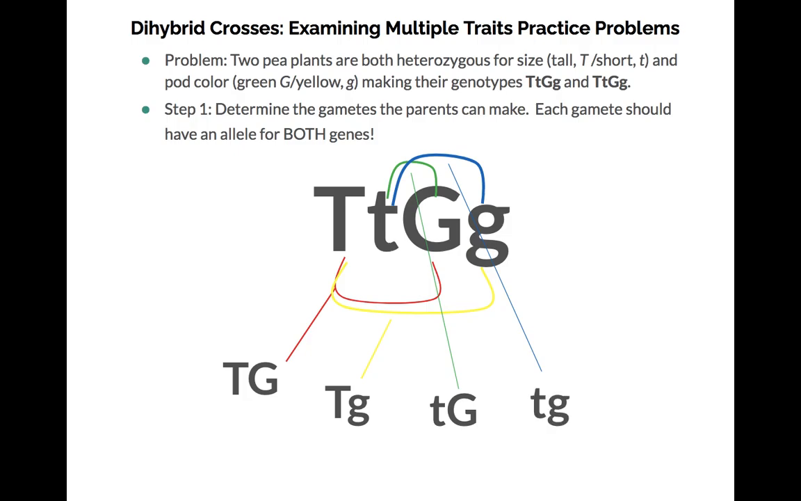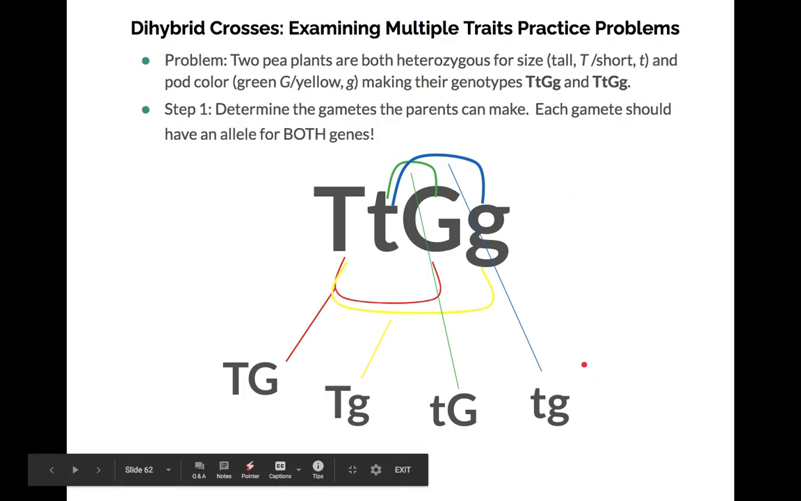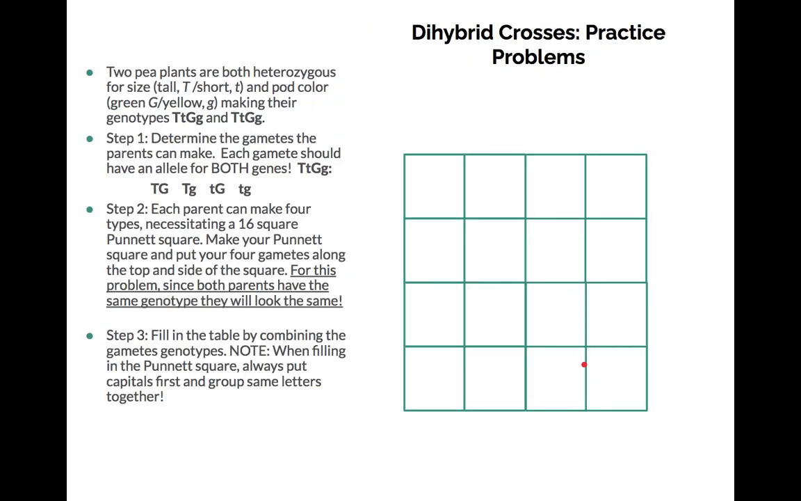So when looking at dihybrid crosses, our first step is just to look at the possible gametes the parents can make. They can make 4 possible gametes, and because both parents are heterozygous in the exact same way, this will be the possible gametes that they can make. All right, so that's step 1.